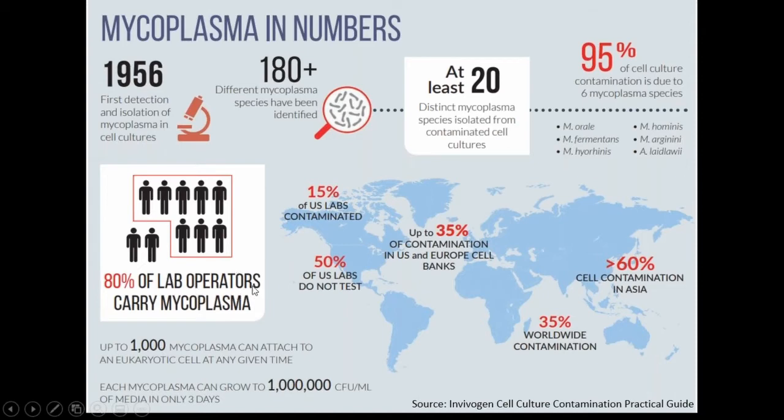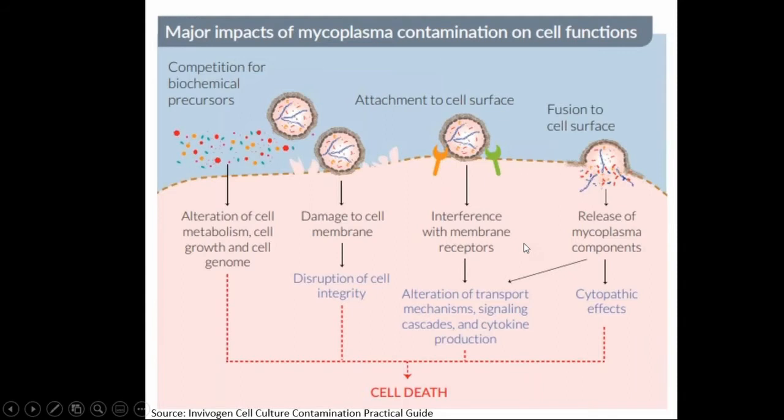So 80% of lab operators are carrying the mycoplasma. So we can see that this is the main contributor for mycoplasma contamination. That is why it is good that we tend to prevent them before looking into a cure. All right, so what are the major impacts?